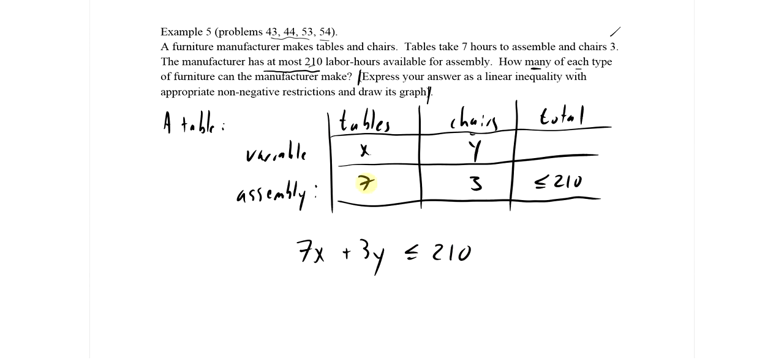Setting up a table in this way makes it really easy to see what the inequality is. 7x plus 3y has to be less than or equal to 210. So there's my linear inequality. What are the appropriate non-negative restrictions?